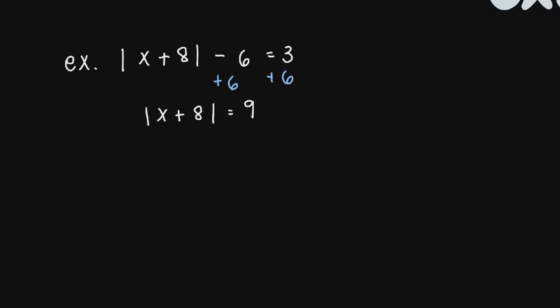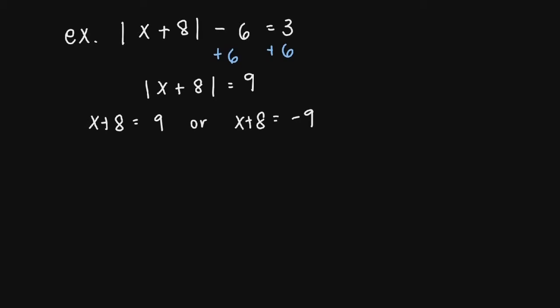So that means inside the absolute value, it can equal 9 or negative 9 because both those numbers are 9 units away from 0. So that means x plus 8 can equal 9 or x plus 8 can equal negative 9. And then we're going to solve for x. So we're going to subtract 8. And then we get x equals 1 or x equals negative 17. Then we'll have to check, because if one of them doesn't work, then that means we only have one answer instead of two.